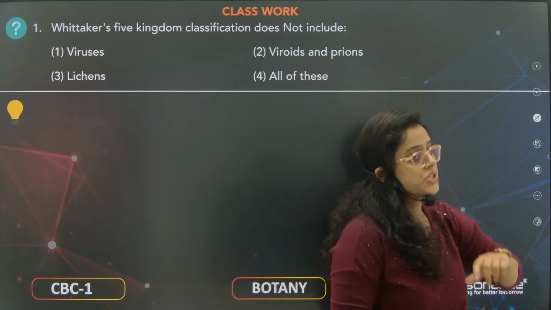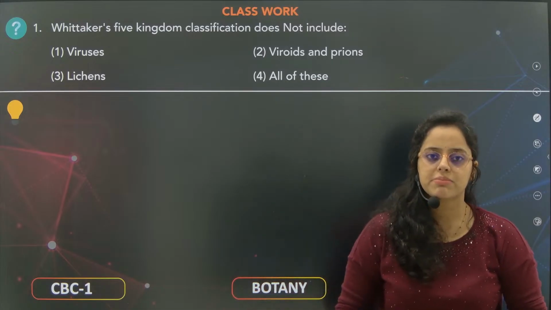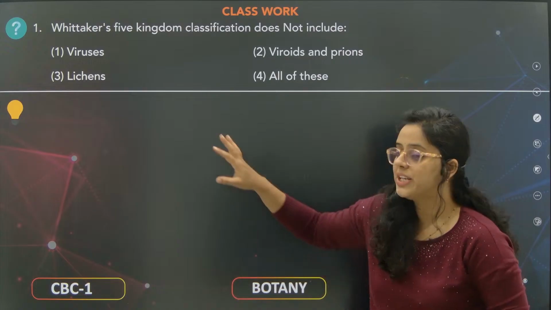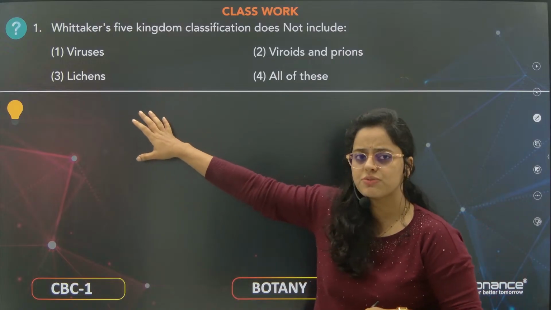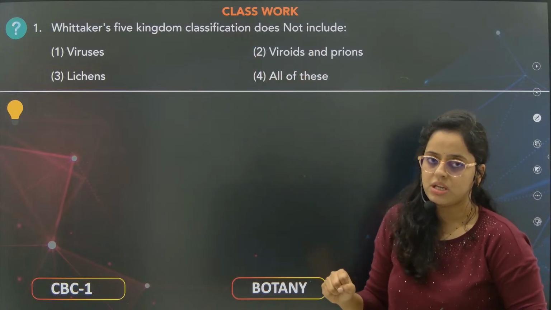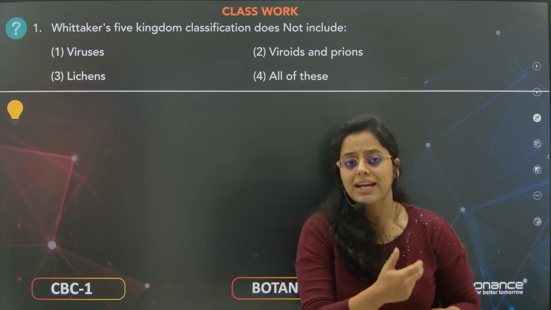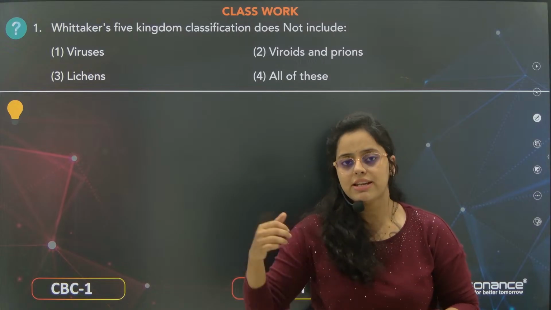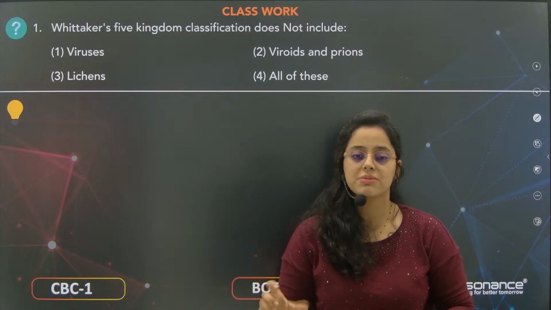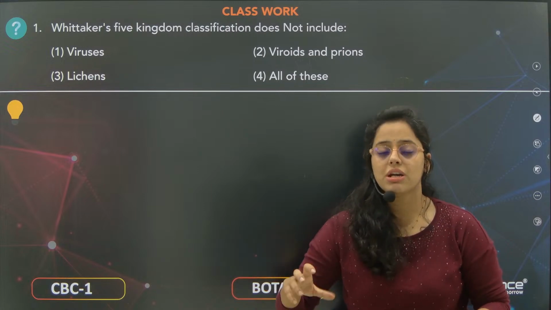Now coming to the next question, question number 1 of classwork. Whittaker's 5 kingdom classification does not include. So this question is for you students. Try to attempt it. I am going to give you a couple of seconds. Whittaker's 5 kingdom classification does not include. It included fungi, protozoans, bacteria, plants and animals, but it hadn't included other types of organisms like viruses. Viruses are generally non-living elements when they are not in the host.